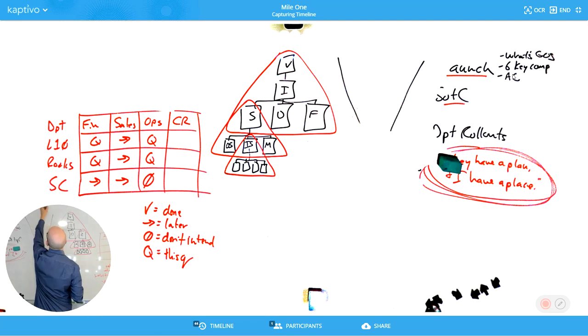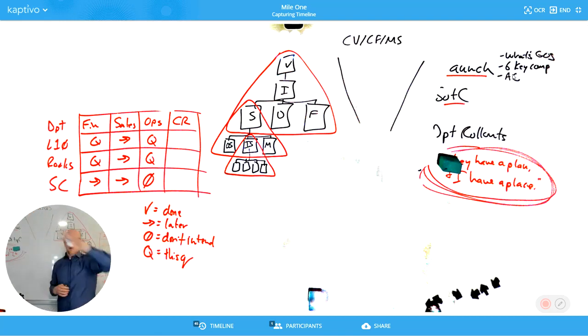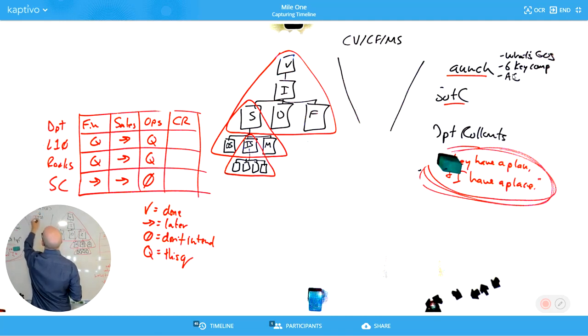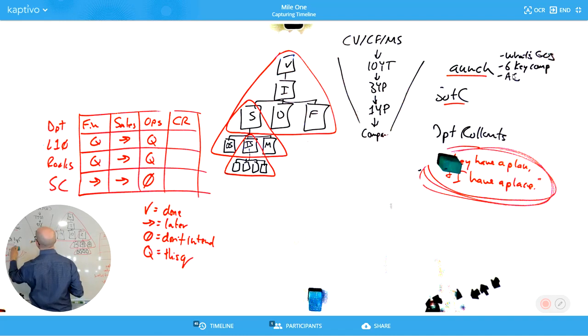The context funnel is really about, at its top, the core values, the core focus, and the marketing strategy, the things that are permanent and make us who we are. Then from a timeline standpoint, as we go down this funnel, it's the 10-year target, the 3-year picture, the 1-year plan, and the company rocks. That was terrible writing.